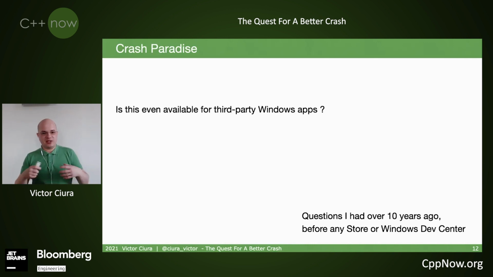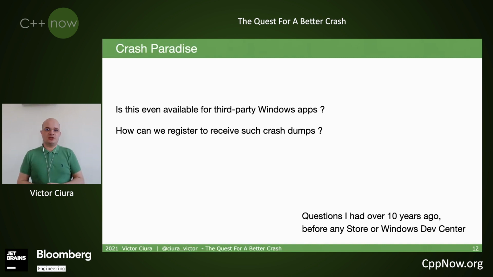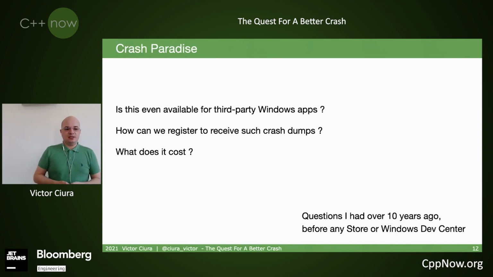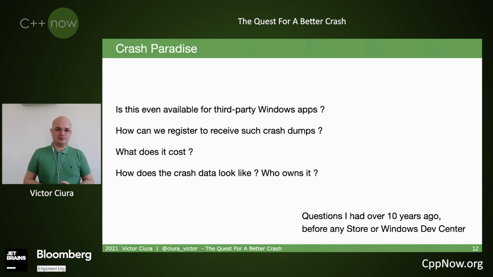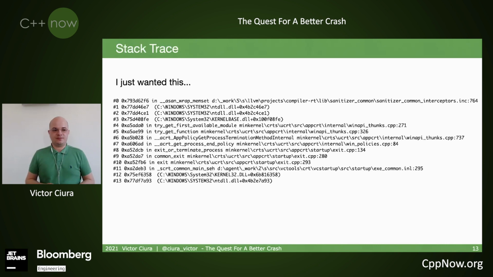or any centralized platform to handle crash analytics and stack traces and dumps. So I was wondering, is this even available for third-party Windows apps? Because I mostly saw them in Windows applications and Windows internals applications. How can we register to receive such crash dumps for my application, for example? Does it cost anything? This was way before Azure was a thing, or the Windows Store. What does the crash data look like? Who owns it? Where is it stored?